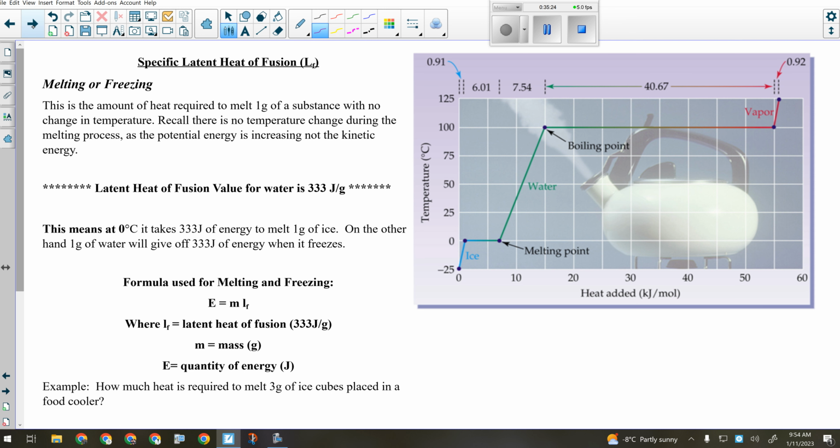So, the latent heat of fusion for water is 333 joules per gram. You do not have to memorize that number. It is on the back of your periodic table. It will be on your unit and final exams as well. You just need to remember where to use it.